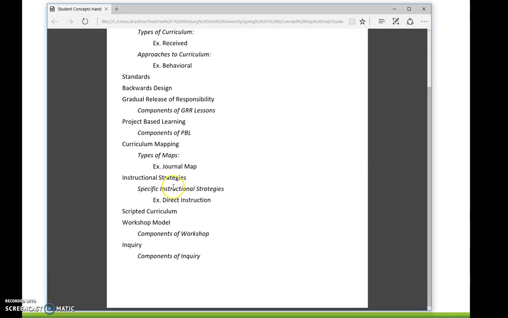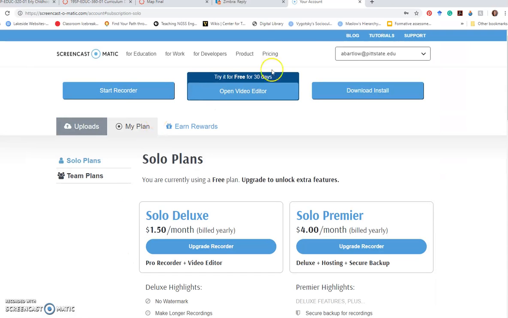Instructional strategies and the specific instructional strategies. One example was direct instruction. I believe there are 8-ish of those, somewhere in that range. Scripted curriculum, workshop model and the components of workshop model, inquiry and the components of inquiry. So all of that information can actually be found on Canvas.